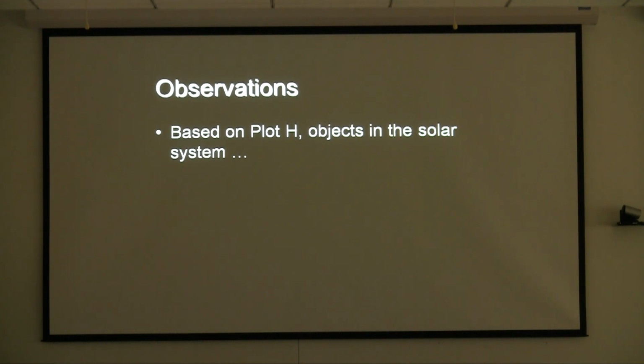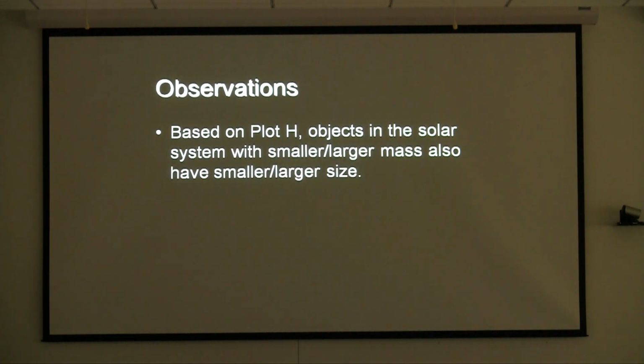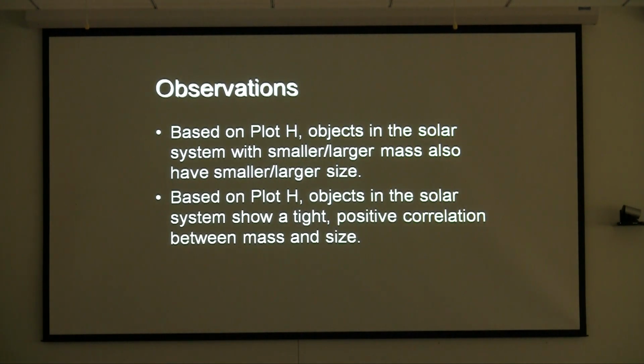Okay, objects in the solar system have a positive correlation between size and mass. You could state it two ways. One, to try and be friendly: objects in the solar system with larger mass also have larger size, and smaller mass, smaller size. But the more mathematical way to say it is, based on plot H, objects in the solar system show a tight positive correlation between mass and size.